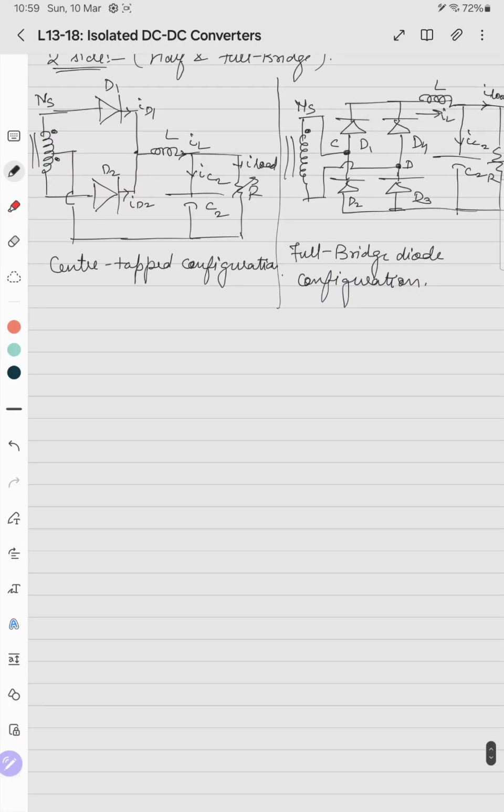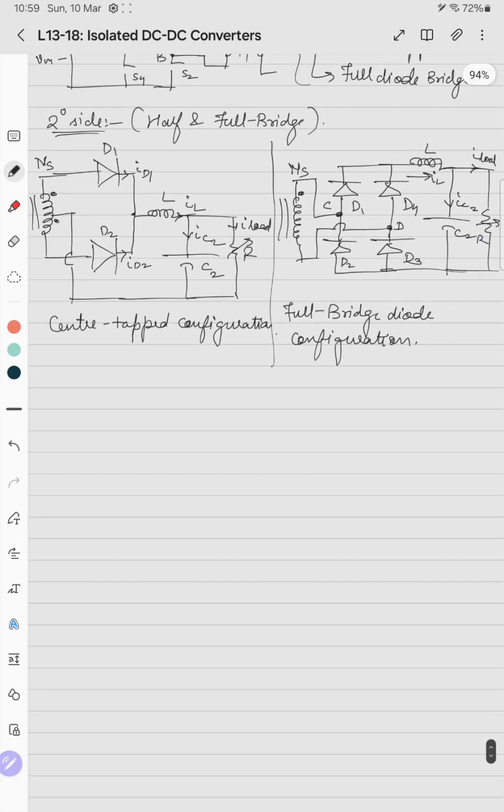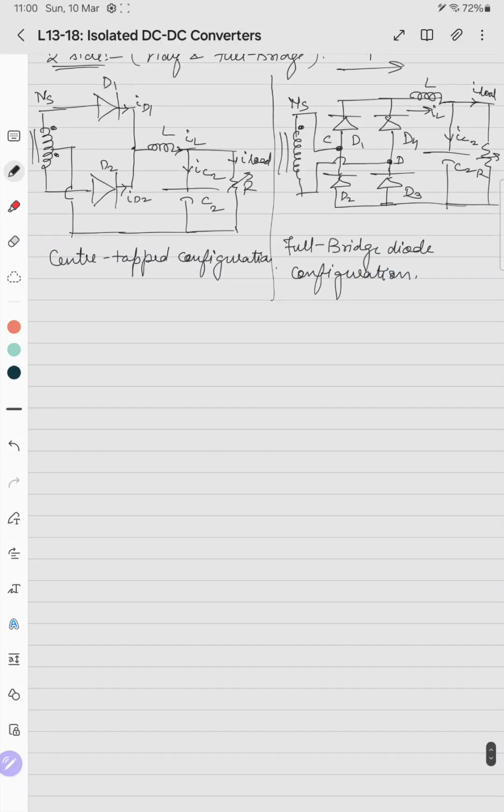So in the full bridge diode configuration, in the secondary side, there are diodes. So the power can flow only in one direction, from the primary to the load, means from the secondary winding towards the load. It cannot flow in the bidirectional sense. So it's a unidirectional isolated DC-DC half bridge or full bridge converter. In case we want bidirectional power transfer, we have to replace these 4 diodes with 4 switches.